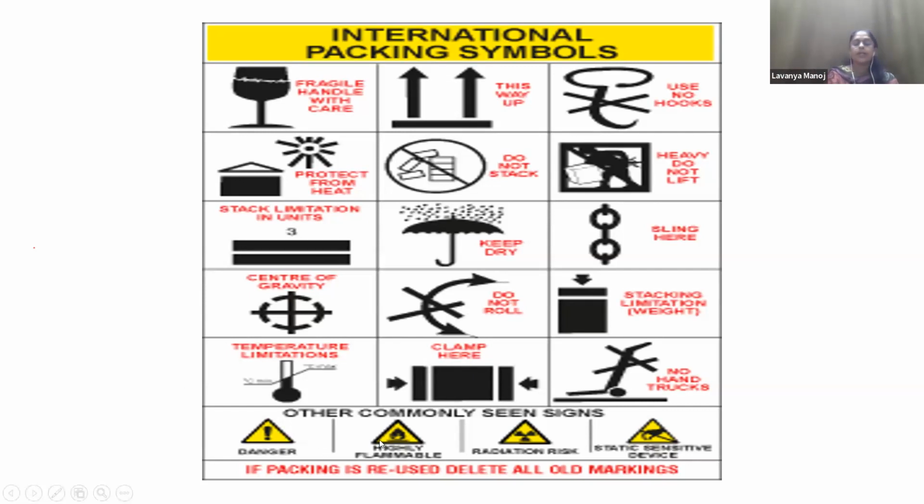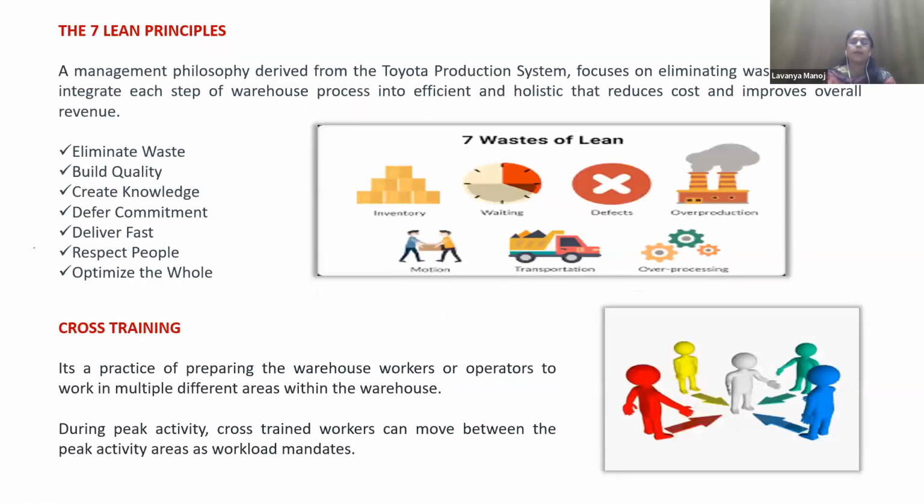So dangerous products, highly inflammable products, flammable products, radiation-risk products, and static sensitive devices, that is, devices which are static sensitive. So don't touch it or don't disturb it anymore. So these are the handling signs or shipping signs or packing signs you can see on the cartons or the secondary packaging of any shipments.